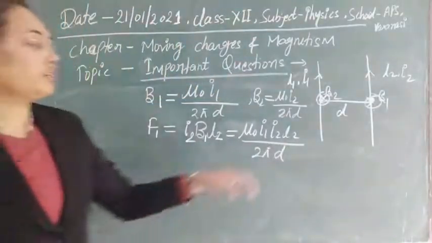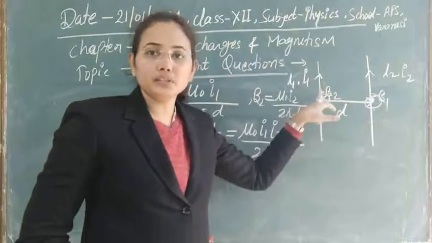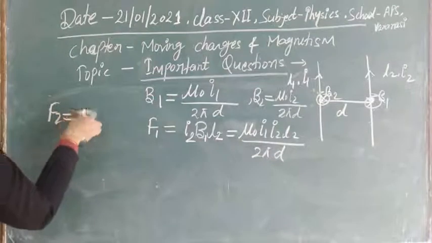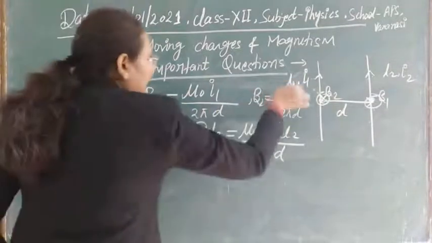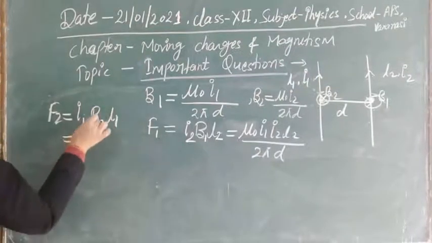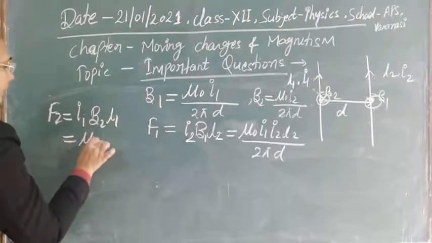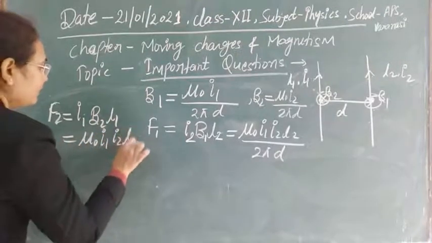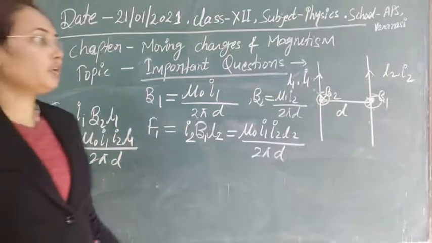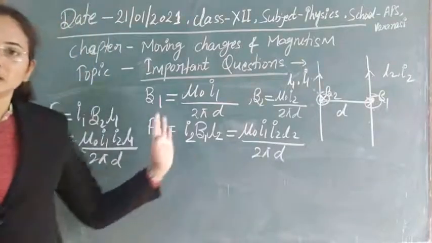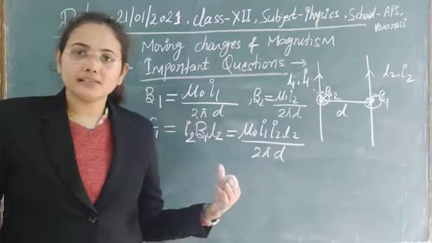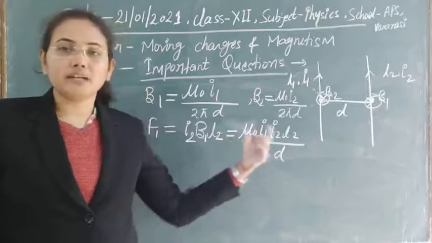Similarly, we can find the value of the force developed due to the other current carrying wire. In this wire, the force F2 generated here will be equal to the current I1, length L1, and magnetic field B2. Just put the value of B2 here. We again get mu 0 I1 I2 L1 divided by 2 pi d. So if the lengths of both wires are the same, the force imparted on both wires will also be equal, and if the lengths are different, they will impart different forces on each other.